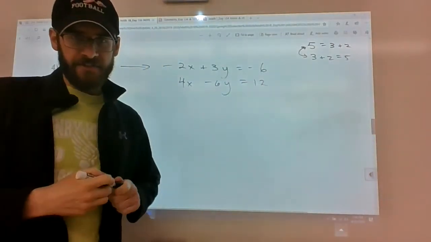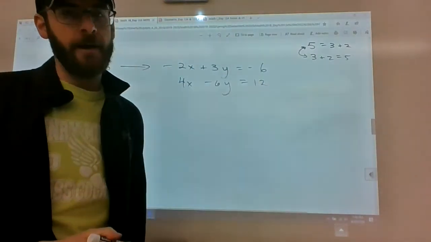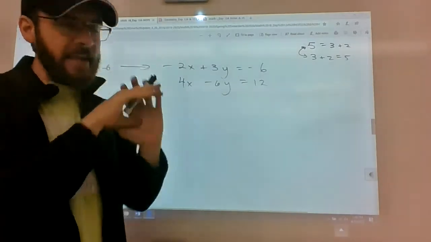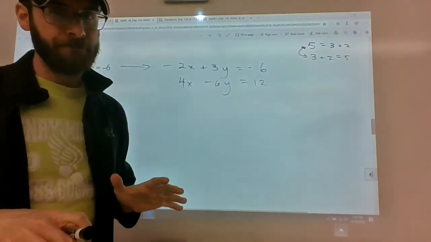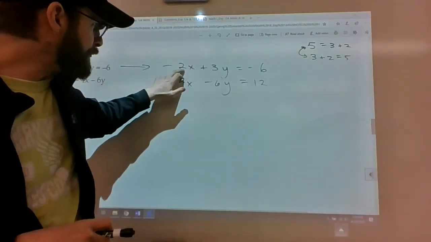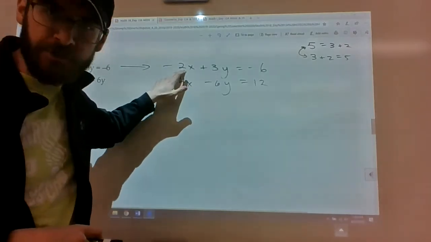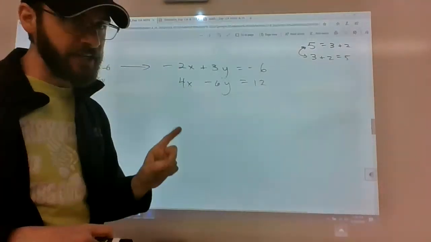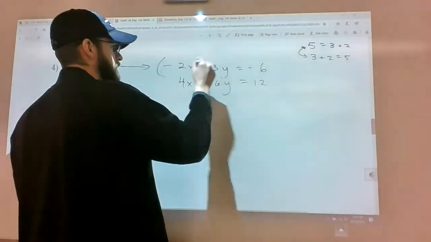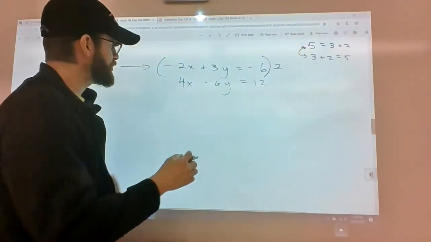Now think about it like this. I've got the x's lined up, the y's lined up, the equal signs lined up, and the constants lined up. This has elimination method written all over it. So if we want to get the x's to be the same, I want a 4 in front of the x's. I got a 4 here, I got a negative 2 here. Multiply the top only by 2. All right.